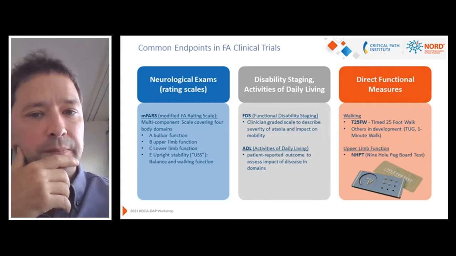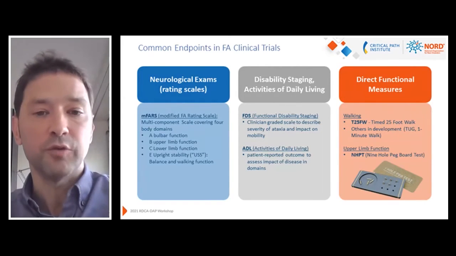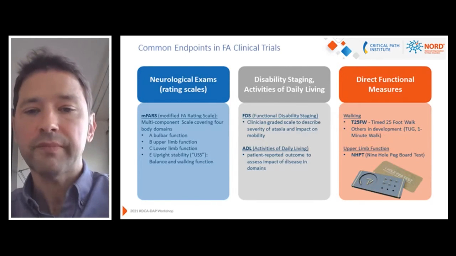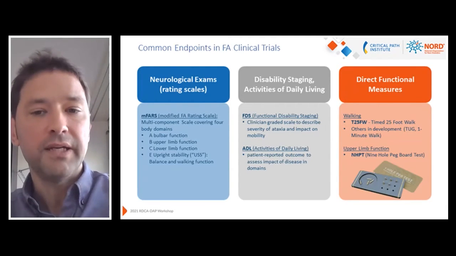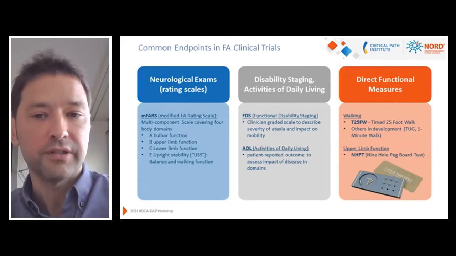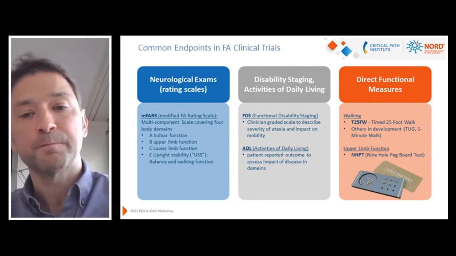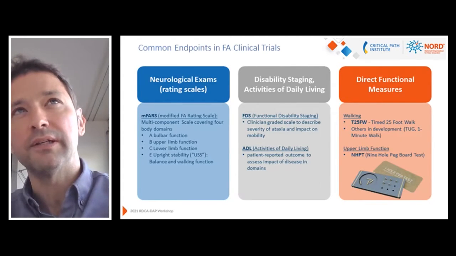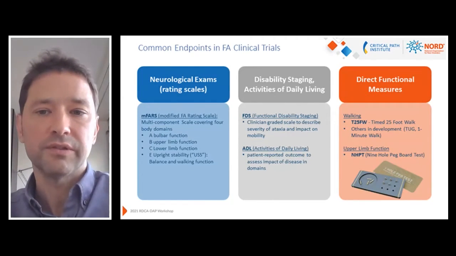Then in the gray box in the middle, you have a functional disability staging that assesses the disease on a broader scale and focuses on milestones. And we have an activities of daily living score, which is a patient-reported outcome. And lastly, we have also direct functional measures in the database. These are mainly assessing walking and upper limb function, and the two most important ones are the timed 25 foot walk and the 9-hole peg test. It's important to know that there's quite a few additional measures in development. These are just the two that we have vast amounts of data of.